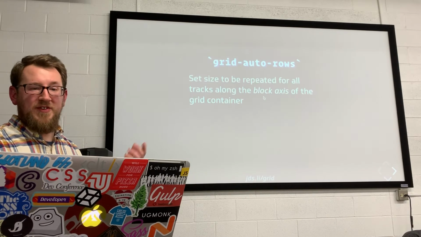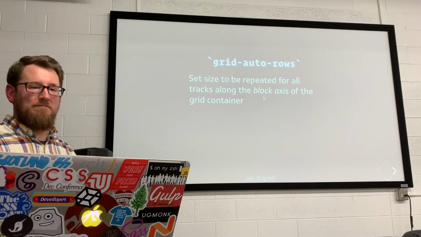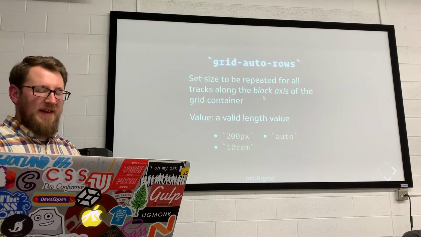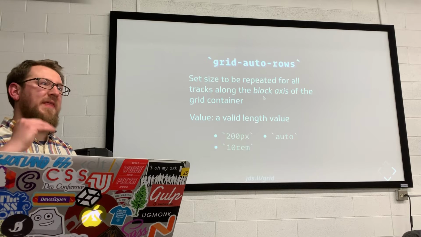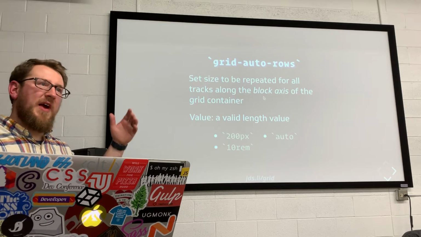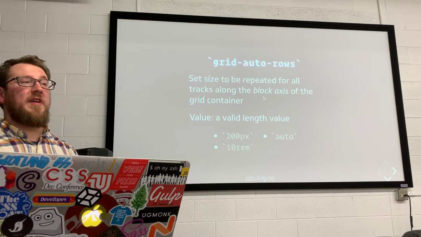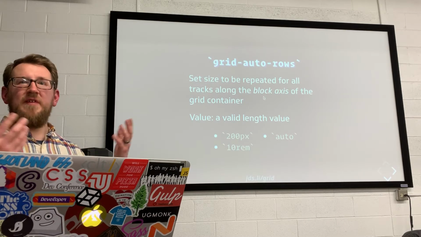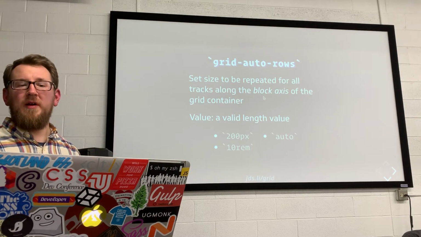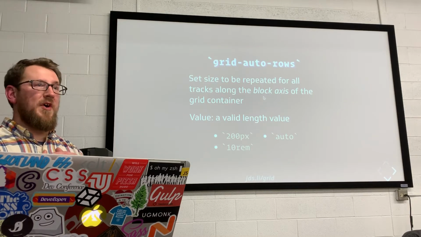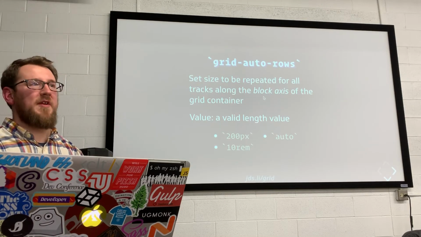And grid auto rows goes the same way, but up and down instead of left and right. Any valid length value, every row will get that value. This is great if you wanted to use grid to lay out a table, for example, of data. And all of your table rows needed to be 75 pixels or 50 pixels tall. Grid auto rows 50 pixels, and boom, every row in that table is going to match.